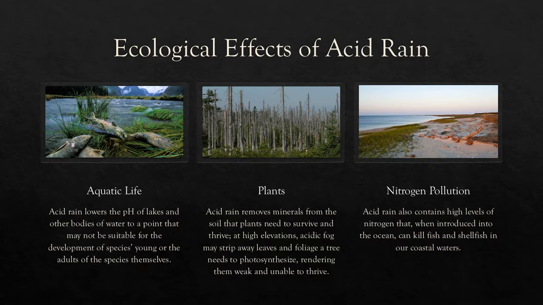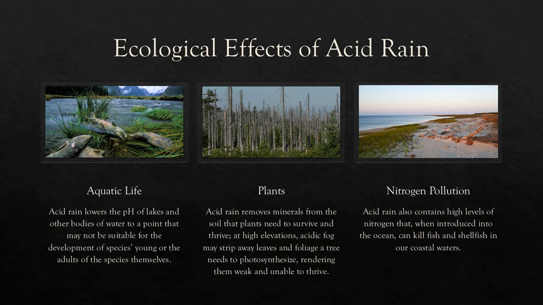Acid rain also removes the minerals from the soil that plants need to survive and thrive. At high elevations, acidic fog may even strip away leaves and foliage a tree needs to photosynthesize, rendering them weak and unable to survive. If a plant cannot photosynthesize, then obviously it cannot produce sugar for itself or oxygen for the rest of the living organisms, which we will cover later in the presentation.